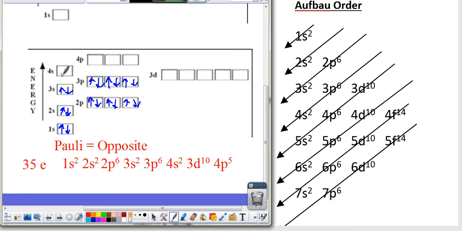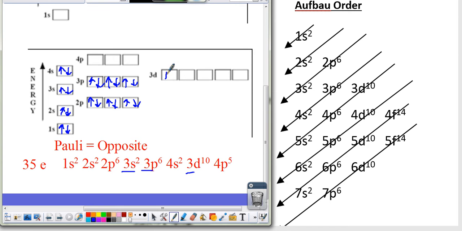4s2 is next. 1, 2. After that's a 3d. And I know this is out of order. These are all on the third level. But the 3d ends up filling up after the 4s2. But the 4s2 is the 4th level, so that's farther from the nucleus. The 3d10 is the 3rd level, so that's closer to the nucleus. And just the order in which they fill up is not what you might expect. It doesn't go first level, second level, third level, fourth level. It goes out of order, which is why you're given Aufbau's order to help you see the order.